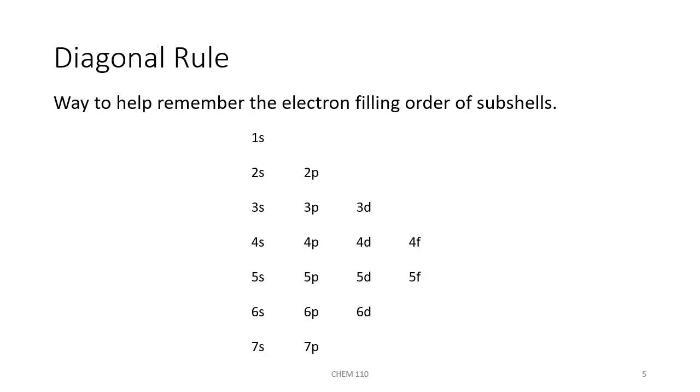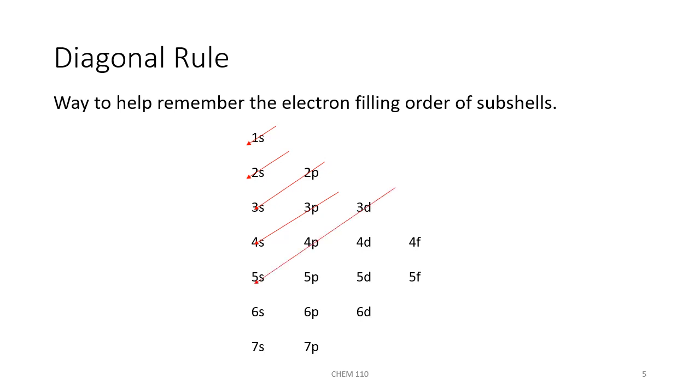The diagonal rule is one way to help you remember the filling order of the subshells. This follows the energy diagram that we just saw previously. If you were to draw diagonal lines through each of these, it would tell us the order. So first we would fill the 1s, then we would fill the 2s, then the 2p and the 3s, followed by the 3p and then the 4s subshell.